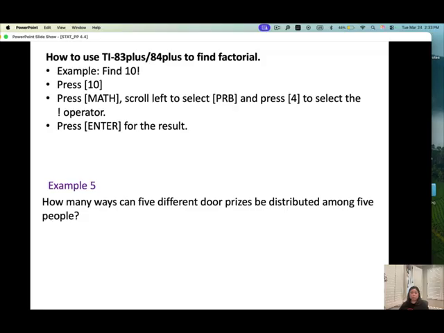Example 5. How many ways can 5 different store prizes be distributed among 5 people? Okay, I have 5 different prizes and 5 people. Similar idea, right? The first time I can have 5 choices. Second one, I have 4, and then 3, and then 2, and then 1. So this means 5 factorial.